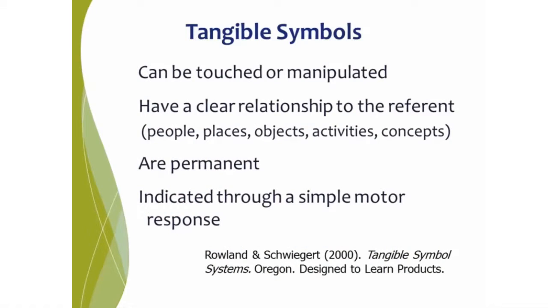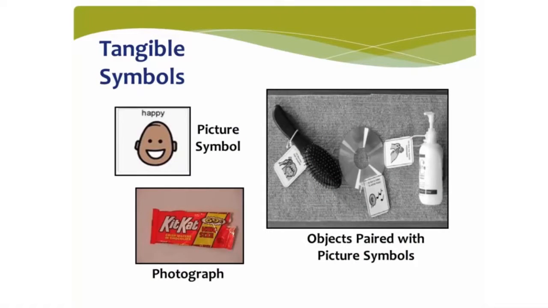They have a clear relationship to the event at the beginning. Later you may do something more abstract. They're permanent, and through some kind of simple motor response, the child can respond, whether that's to touch it, move toward it, or pick it up, but it doesn't take a lot, just an eye gaze. Okay. So here's an example of some tangible symbols. And again, some of these are more concrete than others, but they're all tangible symbols.